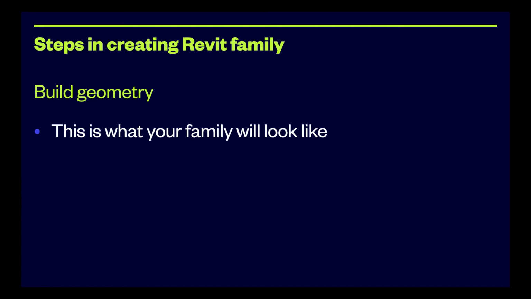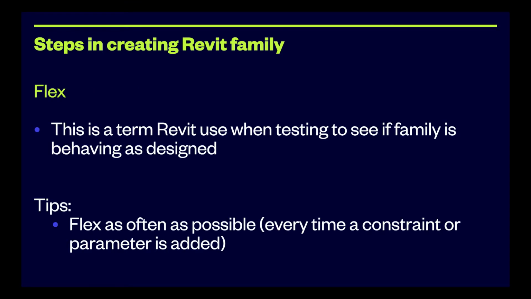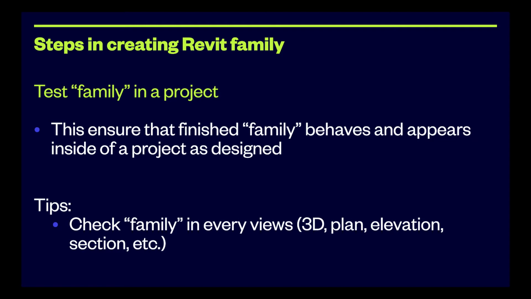Step 5, build geometry. This is what your family will look like. Step 6, flex. Flex is the term Revit uses when testing to see if the family is behaving as designed. It is important to flex often, especially every time you add a constraint or parameter. Final step, test family in a project. This ensures that the finished family behaves and appears inside a project as designed. This means that you will load your finished family into a project and test it there.